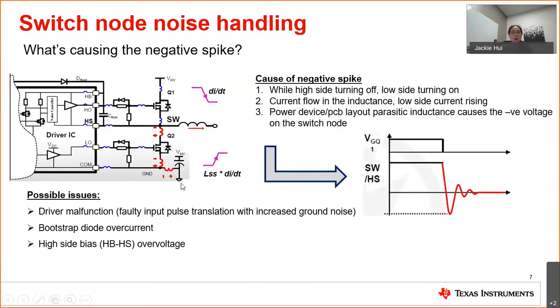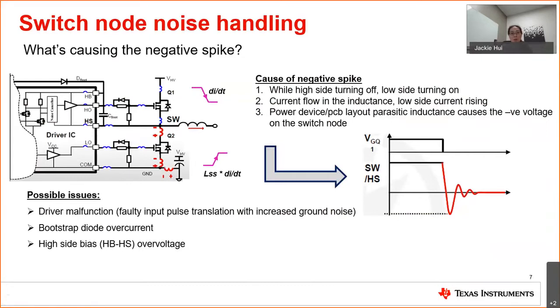This picture shows the parasitic impedance. Parasitic elements exist in pretty much any design. Most of those come from the layout. But if you see the red parasitic indicated here, this is part of the reason why we are seeing a negative spike.